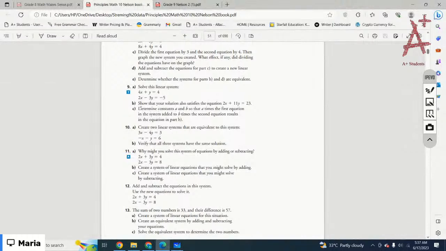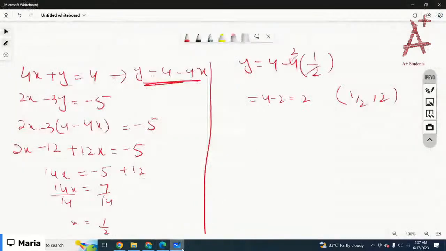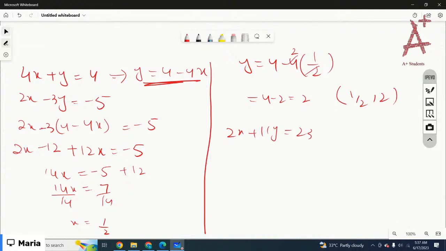Okay, now for part b, you have to see which question I'm on, 9. Show that your solution also satisfies 2x plus 11y equals 23. Just put this value in the equation. 2 times 1 over 2 plus 11 times 2. The 2 and 2 cancel out, you are left with 1, and 11 times 2 is 22. So 22 plus 1 is 23. Yes, it is. That means 1 over 2 and 2 is the solution of this system also. Got it?